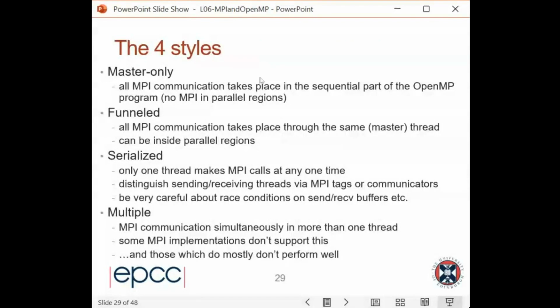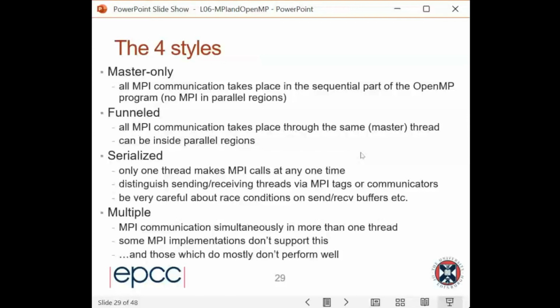Master only. All MPI communications take place in the sequential region of the OpenMP program. So in this case, as far as MPI is concerned, you're just running a serial program, a normal program. There is no real effect. All that happens is that the calculation parts of your program go faster.